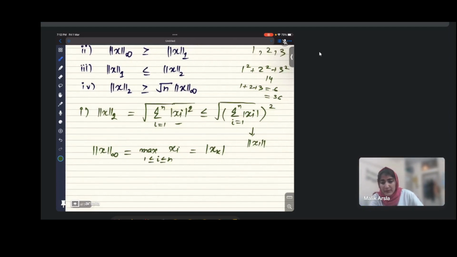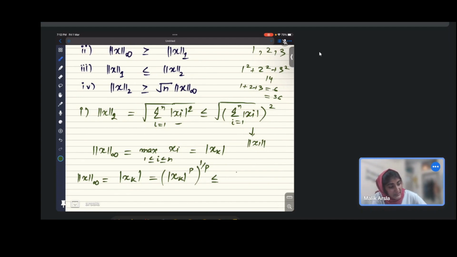Now, since we have assumed that the infinity norm of x is xk, we know that the mod of xk raised to power p, and we can take its root 1 over p. We can do this. It's the same thing.